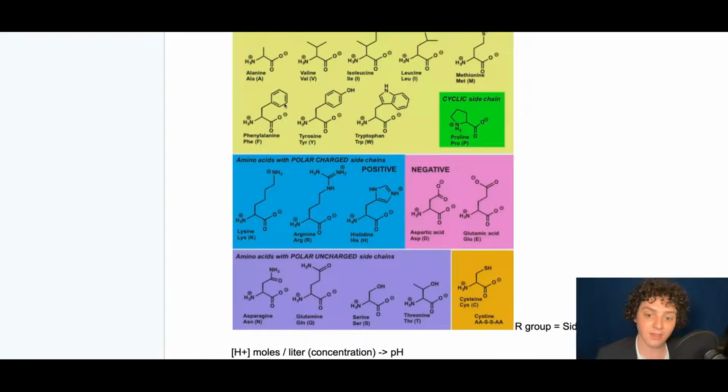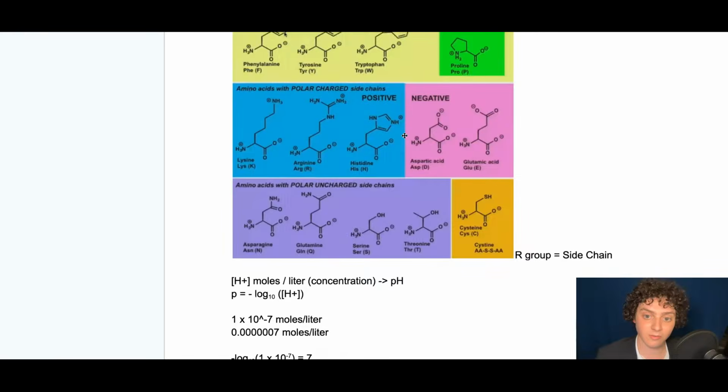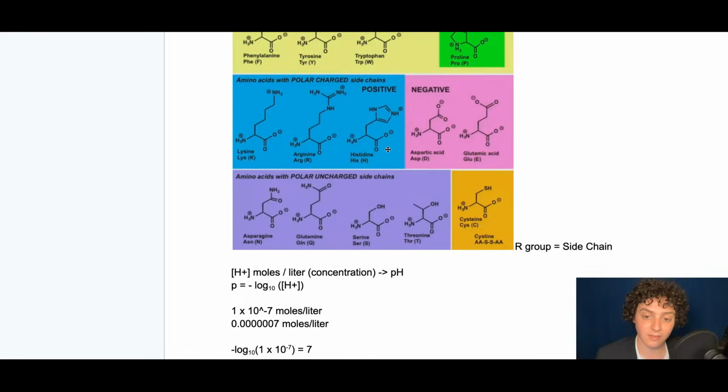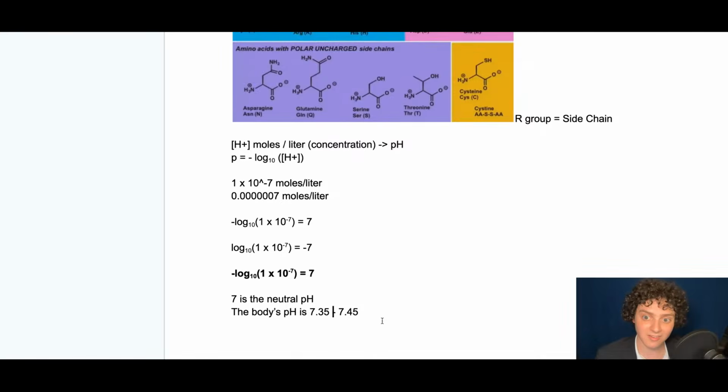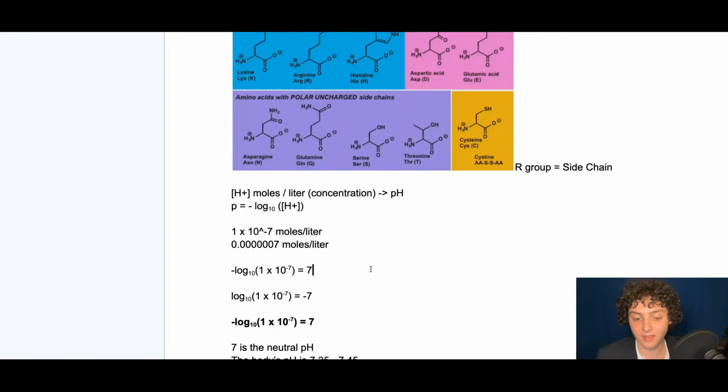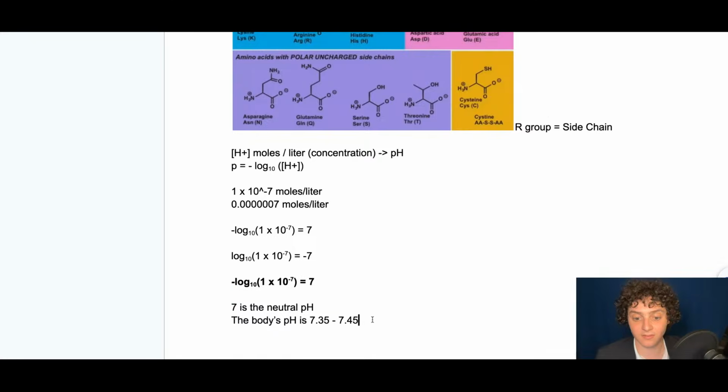And so the body keeps the hydrogen, or those positive H's, the number of those, the concentration of those, in very tight regulation. And specifically, those are pH 7.35 to pH 7.45. That is what is called physiological pH.